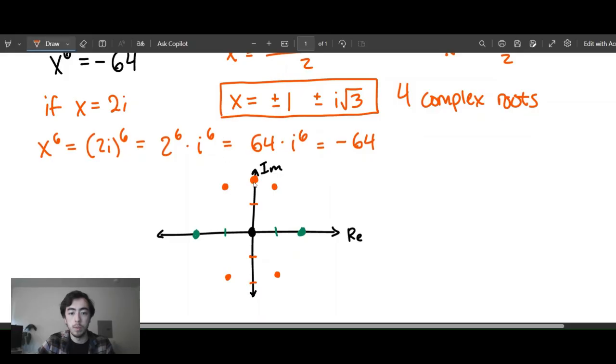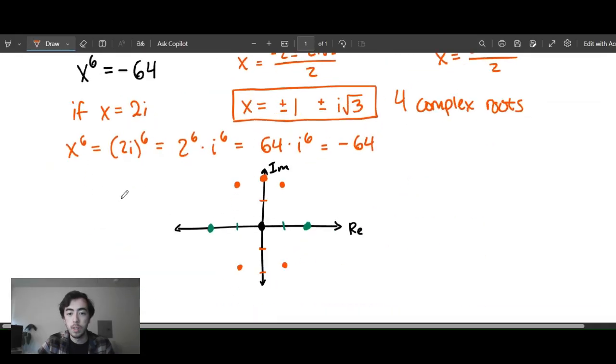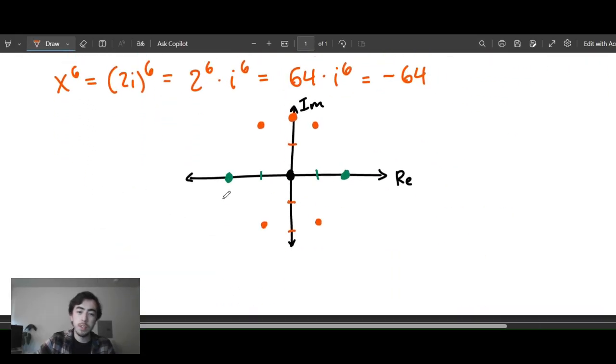1, 2, 3, 4, 5, 6, 7. So I have 7 roots so far. I still needed to find 5 more. And maybe you notice there's some symmetry happening in my diagram. And I'm going to claim that the other 5 roots are going to be here. So that's 1, 2, 3, 4, and then 5.